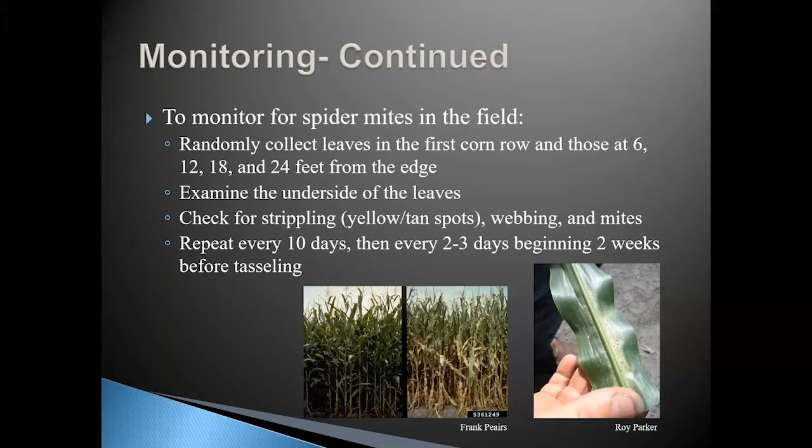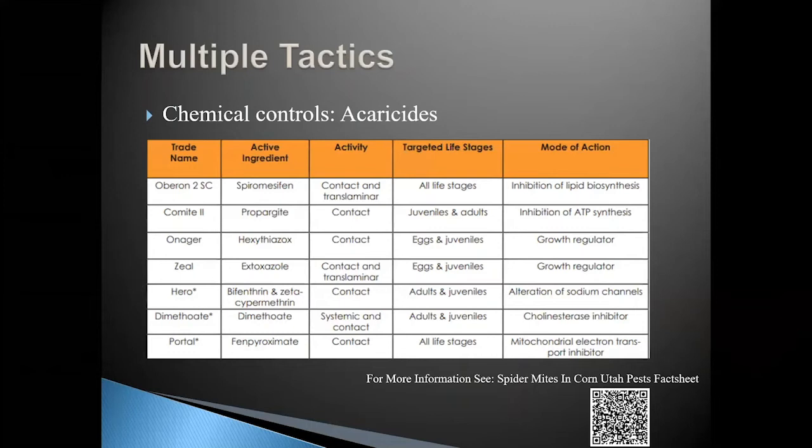So, thinking of the tactics to employ to fight spider mite outbreaks, the first tactic I'll go over here is acaricides, or a specific type of pesticides that can be used for spider mites. In this box, we see that there are several pesticides on the market for targeting different life stages of spider mites, and many of these use different modes of action.